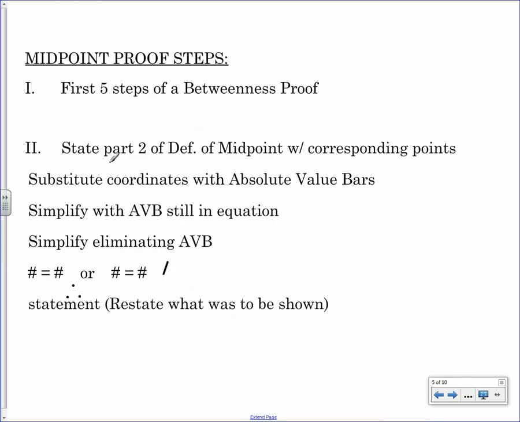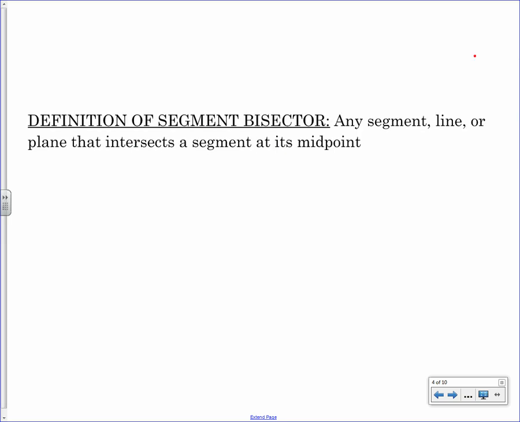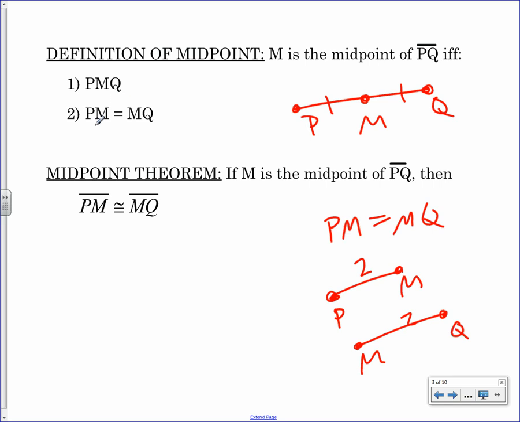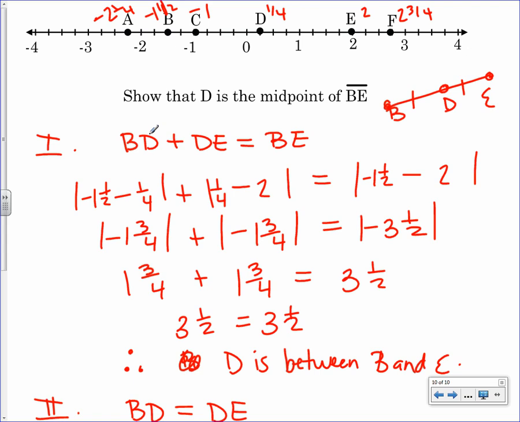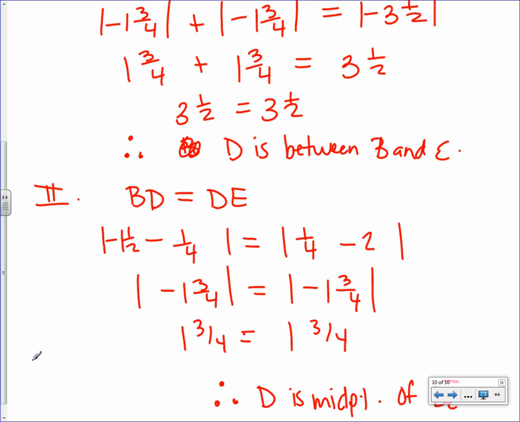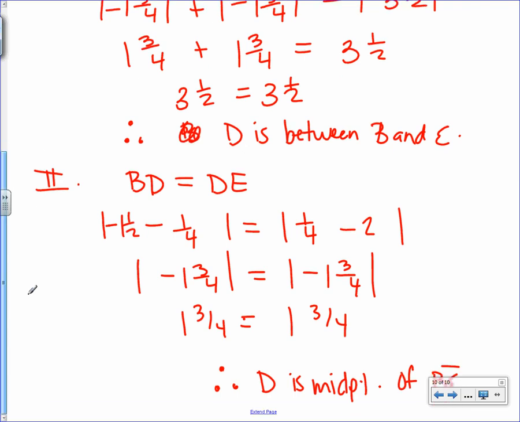So part 2, state part 2 of the definition of midpoint with corresponding points. That means, right here, that's what I just did. Okay? I'm going to go back here because I assume some of you still need to write it down. Again, am I asking if you can do it on your own yet? No. Am I asking if you can kind of follow me as I do it? Yeah.